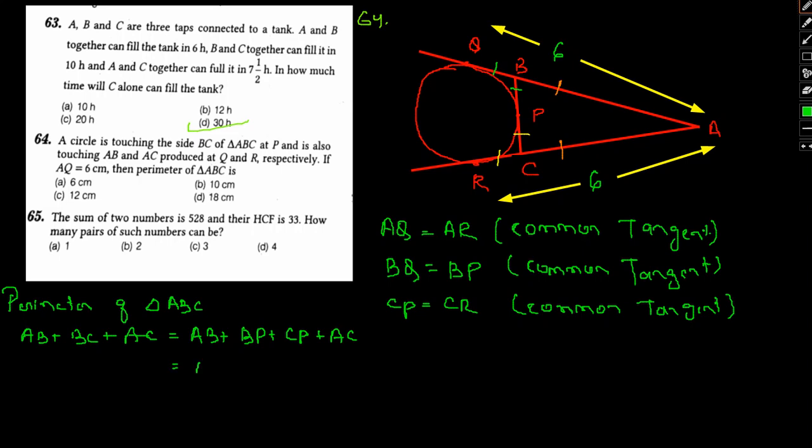So again AB plus BP is equal to BQ, right? BQ plus CP equal to CR, CR plus AC. Okay, so AB plus BQ is AQ, AQ plus CR plus AC, this will be AR, that is 6 plus 6 equal to 12 centimeter.